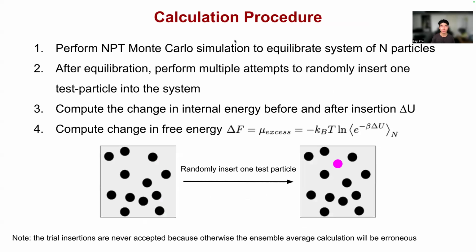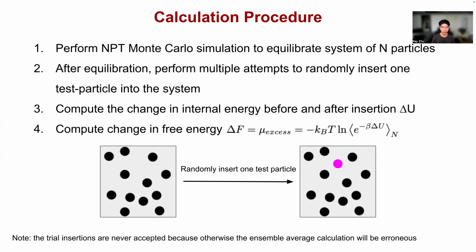In this work, I'm adopting this calculation procedure in order to calculate the free energy of the solute, which are the noble gas atoms, in an argon solvent. So the first step to calculate the free energy is to perform the NPT Monte Carlo simulation to first equilibrate the system of n particles. And once we're able to equilibrate the system, we can then perform multiple attempts to randomly insert one test particle into the system. In this work, I'm performing 1,000 attempts.